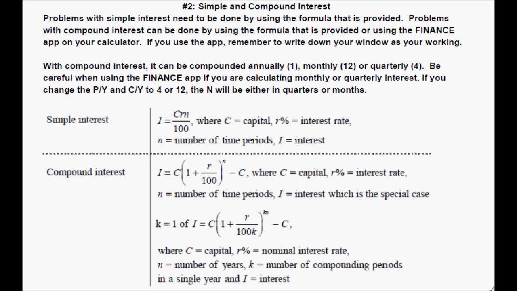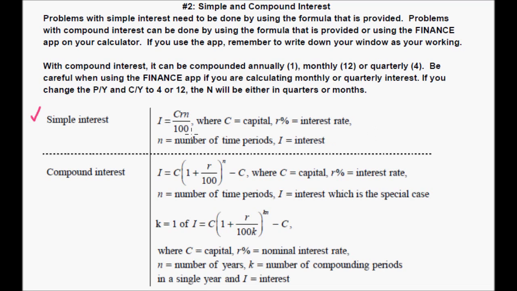Okay, for section 2 here, it's simple and compound interest. Problems with simple interest need to be done by using the formula that is provided. The simple interest formula is right here. The interest is the capital, that's the initial amount, times the rate, let's say 5%, times the number of compounding periods, which is like 5 years, and then you just divide it by 100. That gives you your interest.